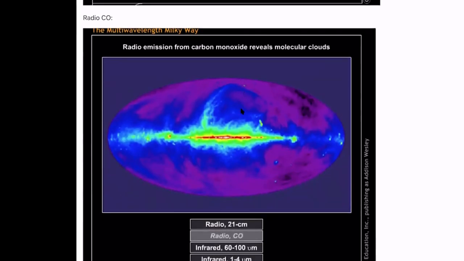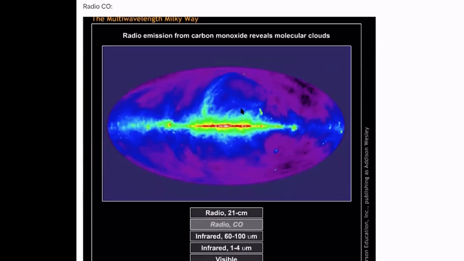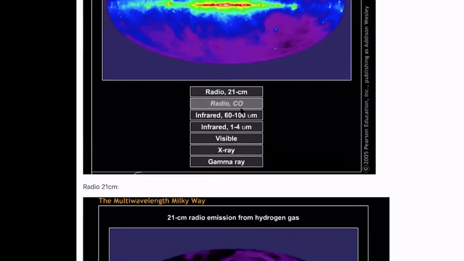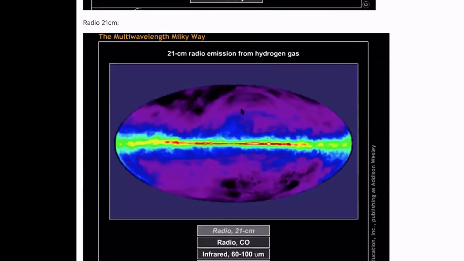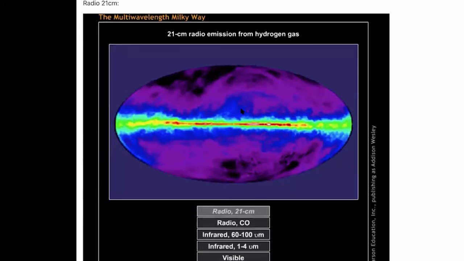If we go to radio waves from carbon monoxide, it's a very similar story. You're seeing where the disk of the galaxy itself is and where those carbon monoxide molecular clouds are. These are the colder regions of the galaxy where you can actually form molecules, and those molecules can actually glow in the radio waves. Here is the radio from 21 centimeters. This is from hydrogen gas, from neutral, cold hydrogen gas. This is where the hydrogen in the galaxy is, again confined to a very thin plane that corresponds to the disk of our galaxy.